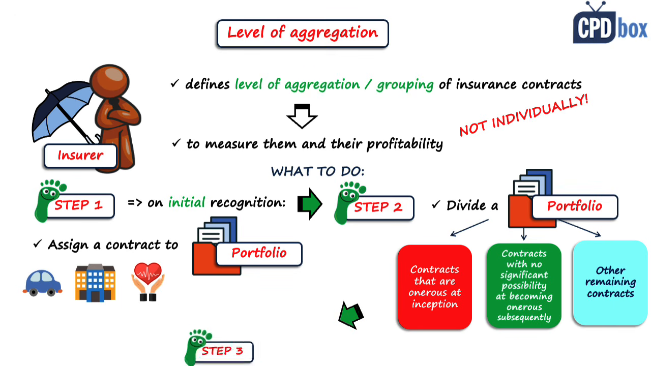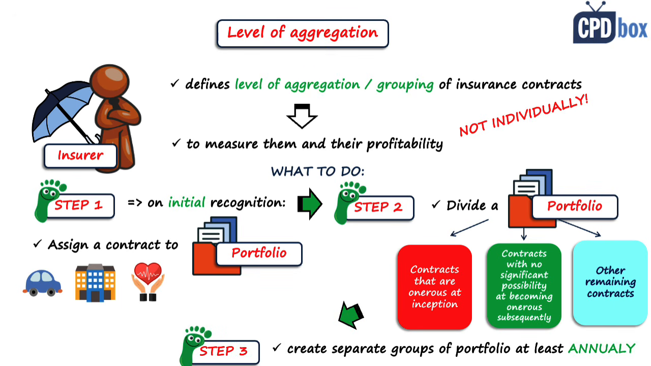Step number 3, you need to create separate groups of the same portfolio at least annually so that the contracts within the same group are maximum 1 year apart. There is a full illustration of this concept in the IFRS kit, so maybe you can check that out.